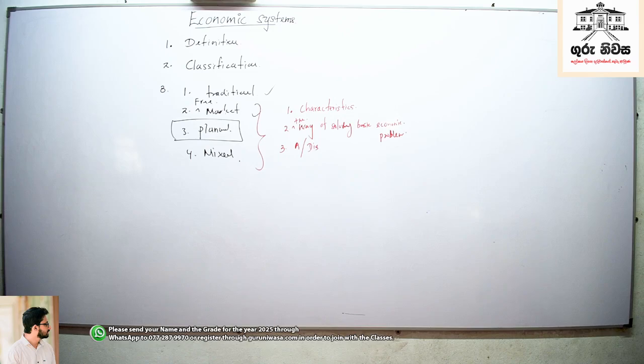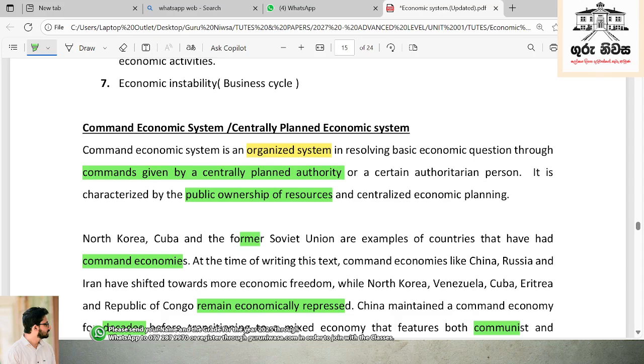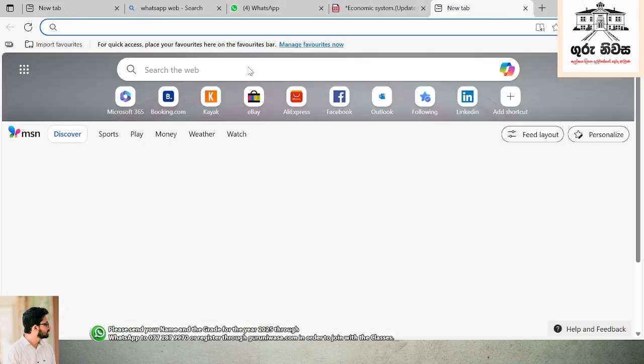Have you seen this ever? Have you seen these photos?